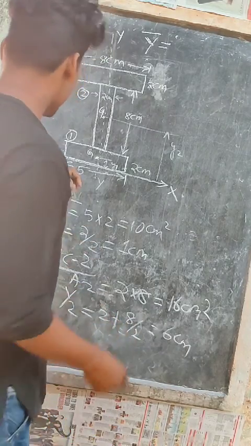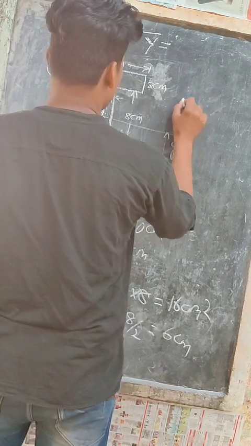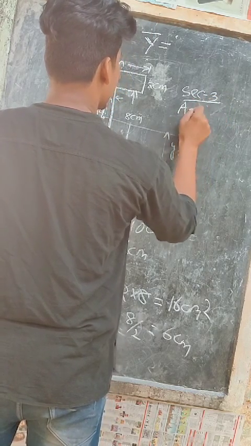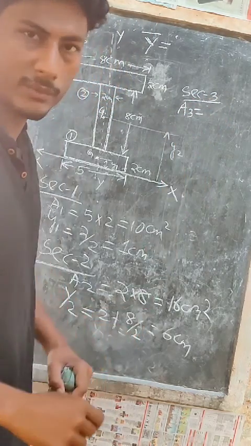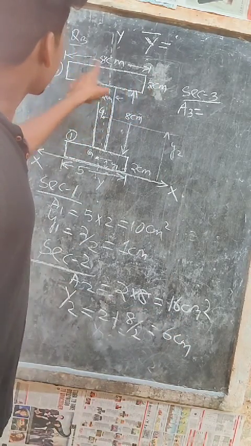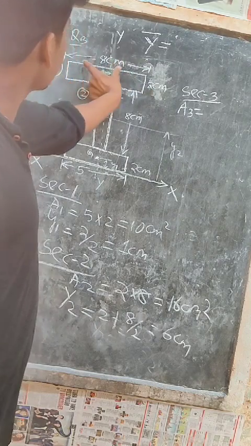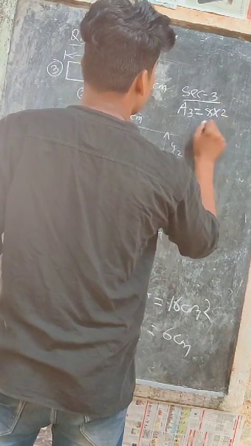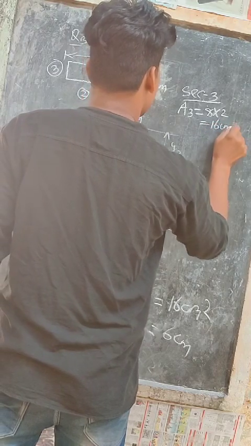Now coming to section number 3. What is area 3? Area 3 means length into depth. Length is 8 centimeter, depth is 2 centimeter. So 8 into 2 equal to 16 centimeter square.